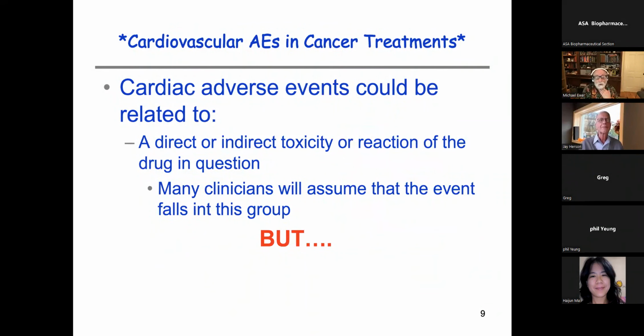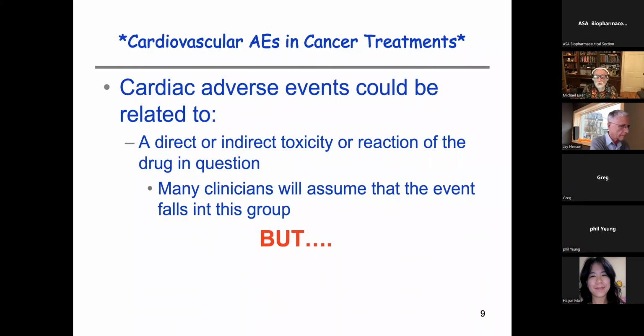When we think about adverse events in cancer treatment, we have to ask ourselves, are they related? Could they be related to a direct or an indirect toxicity or reaction to the drug in question? When we say direct, some drugs are specifically toxic for the heart. We can think about the anthracyclines that result in cell death. But we have other things that can put strain on the heart. We have drugs that cause an increase in blood pressure, and those drugs will secondarily affect the heart.